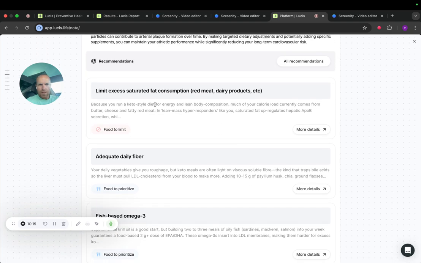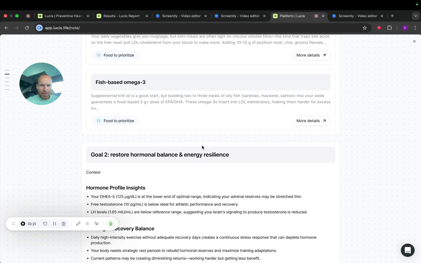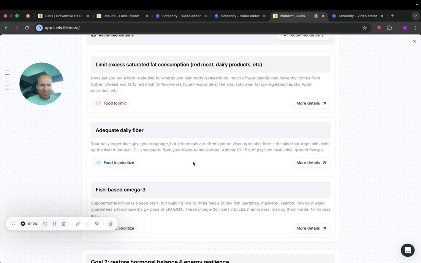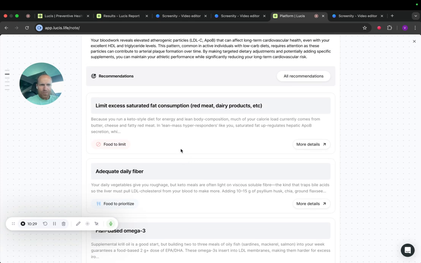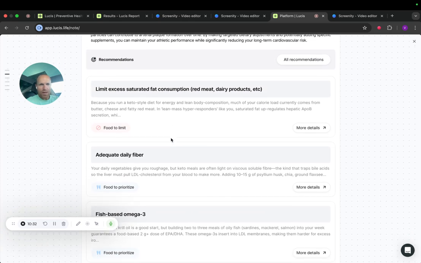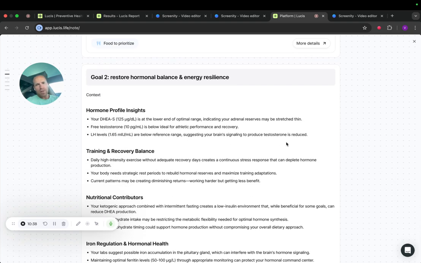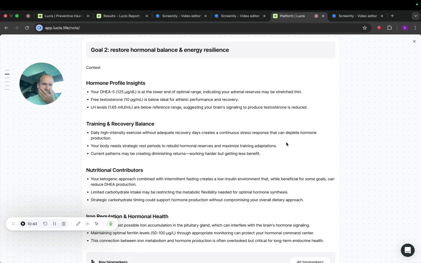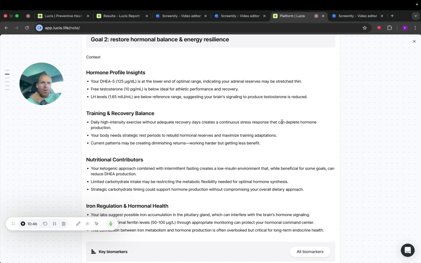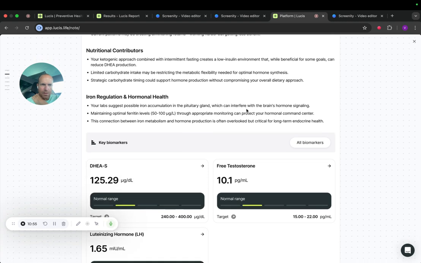Yep, and guess what? The recommendations are things that I'm already pretty good at, in terms of fiber. My omega-3 ratio is around 11.5%. I'm pretty low on saturated fat as well right now, but this is where I only actually discovered the mold toxicity a bit after I'd filled in any of the questionnaires for the Lucy platform. Goal 2, hormonal balance. So this is, yeah, just a few tweaks needed here, hopefully.